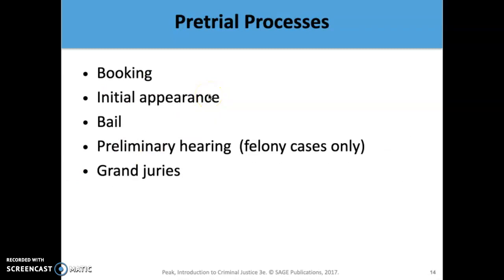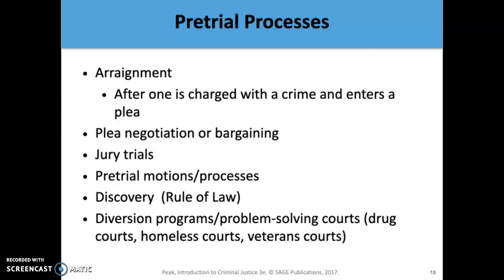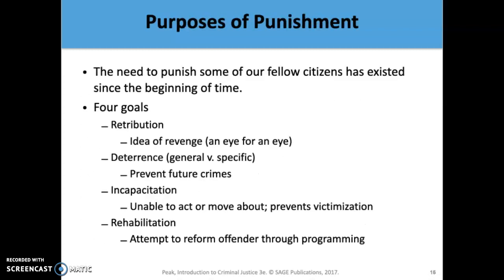I'm not going to get too much into the pretrial processes that take place. You can take a look at that. I'll also provide this in a written form so you can have it as part of your research material for this particular segment. So you can take a look at that.